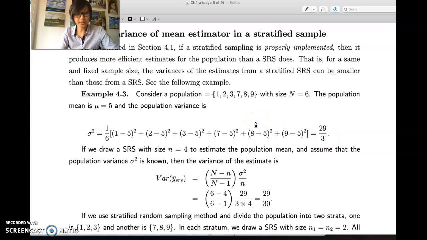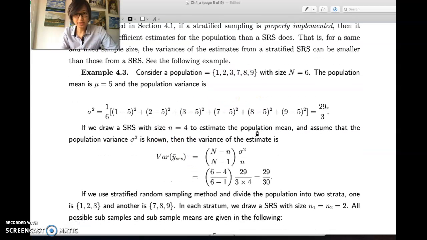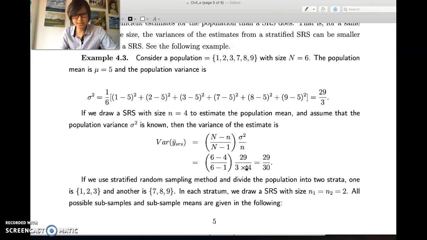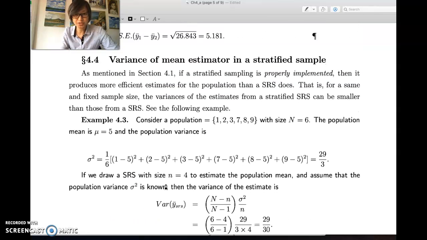Let's draw a simple random sample of size 4 out of the population of size 6. Then we can find the variance of y bar under the simple random sample. We learned that it uses the finite population correction factor multiplied by the true variance sigma squared divided by n. So in this case, we find the variance is 29 out of 30, slightly less than 1, for my simple random sample variance.